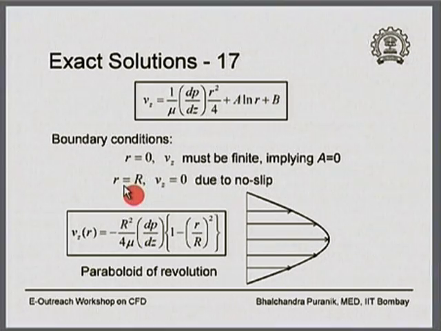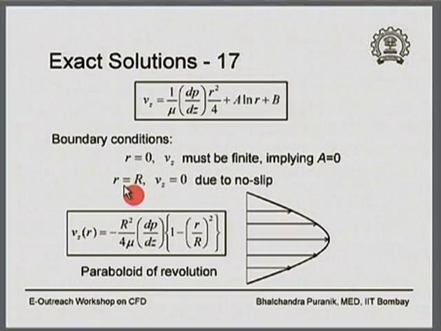The other boundary condition will be at the pipe wall, the axial velocity will be 0, exactly because of that so called no slip boundary condition.